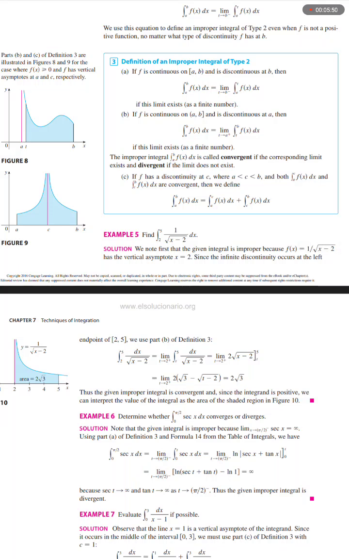Parts B and C of definition 3 are illustrated in figures 8 and 9 for the case where f of x is greater than or equal to 0 and f has vertical asymptotes at a and c respectively. Figure 8 has the vertical asymptote at a. There's the interval from t to b on the x-axis. In figure 9, there's an interval from a to b on the x-axis with the vertical asymptote at c. Back to the text.